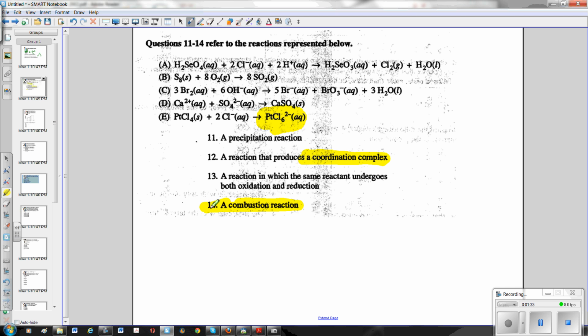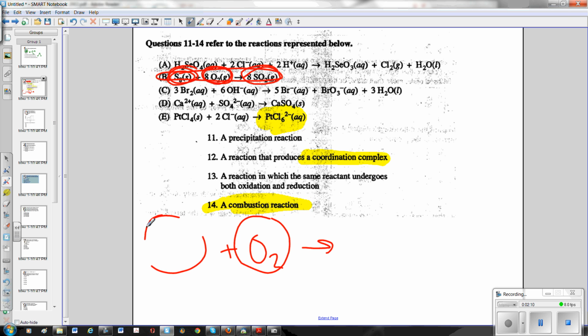Combustion reaction was also requested. Combustion reaction is any time you take O2 and you combine it with other nonmetals. O2 combined with other nonmetals produces a nonmetal oxide. Normally used for combustion reactions like CH2, CH4. Well, in this case, if you look up here, B is a combustion reaction because you're combining oxygen with a nonmetal, S8, and producing a nonmetal oxide. That's the most complex definition of a combustion reaction. So a combustion reaction is O2 combined with other nonmetals, producing a nonmetal oxide. B is the correct answer.